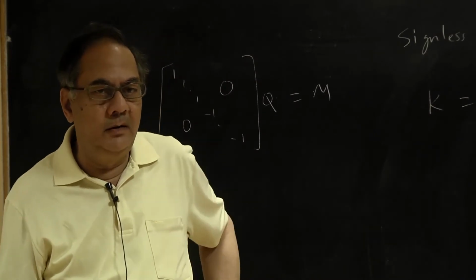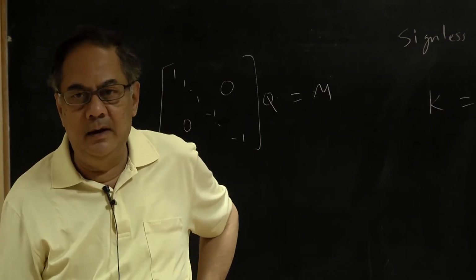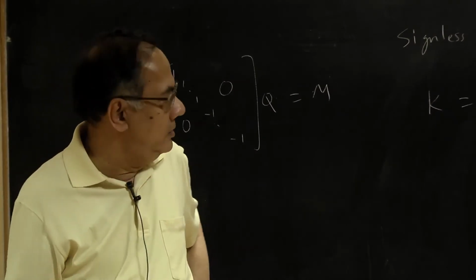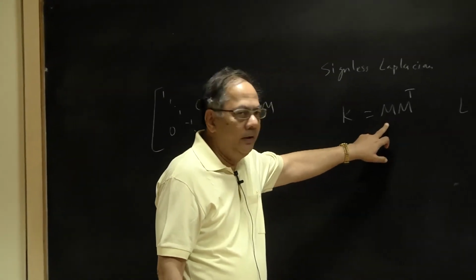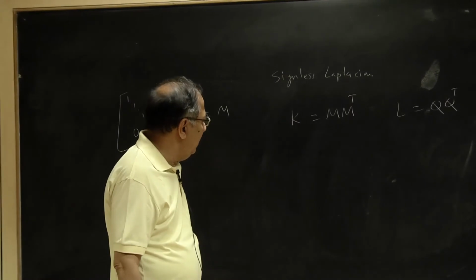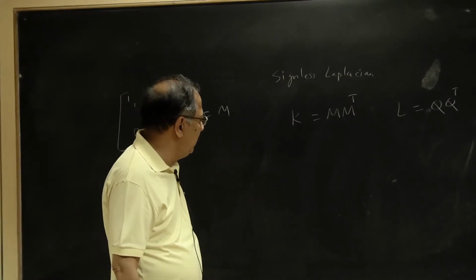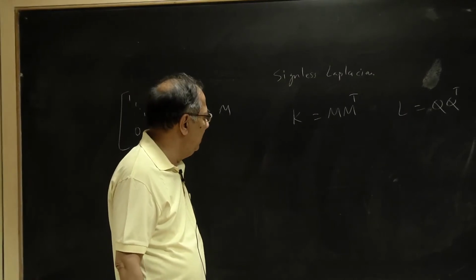Can you tell me why the signless Laplacian is also positive semi-definite? Because it is of the form MM transpose, so it is also positive semi-definite. Row sums are not 0 now. Actually, it's a non-negative matrix, and it is diagonally dominant. That also shows that it's positive semi-definite.